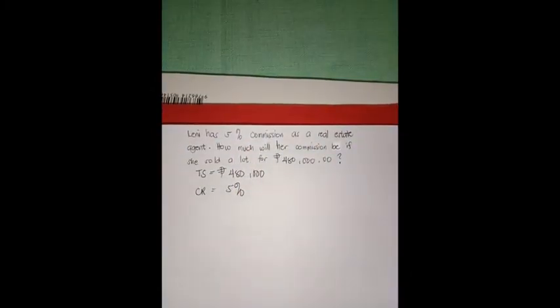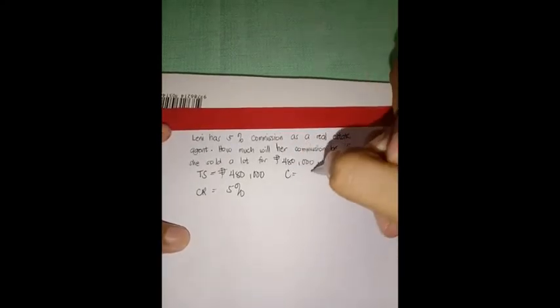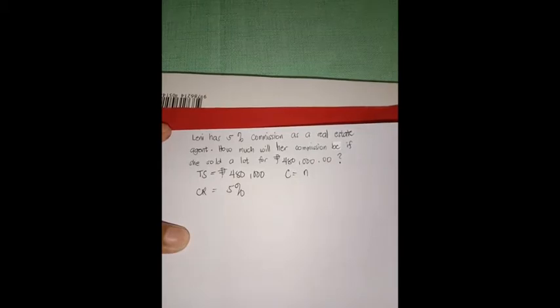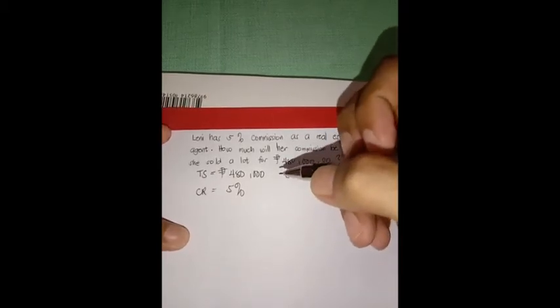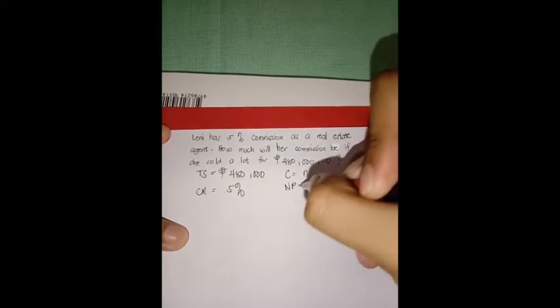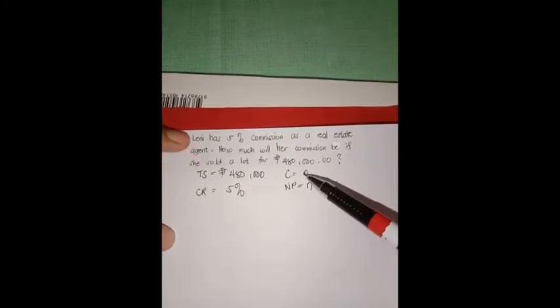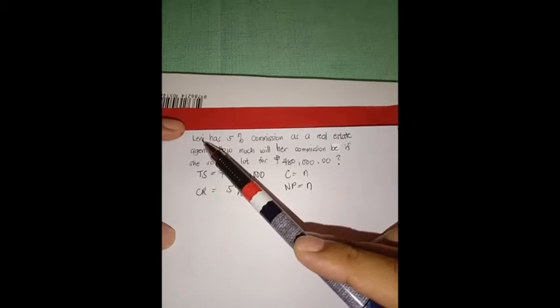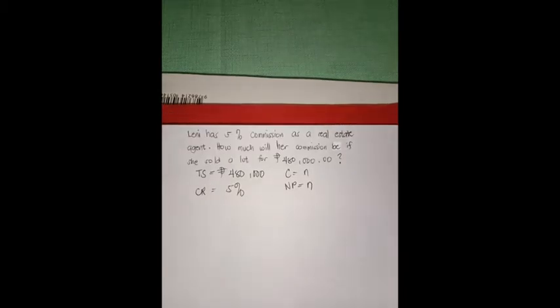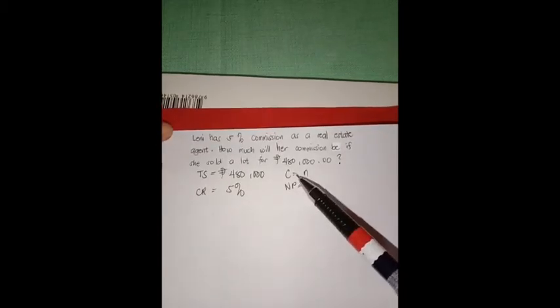So the question here is the commission and the net proceeds, or yung kinita ng real estate company. The commission is yung unknown natin, ito yung ating aanswerin, and then the net proceeds. The commission here is yung kinita ni Lenny, and the net proceeds is yung kinita naman ng real estate company. So we need to solve first the commission para kay Lenny.